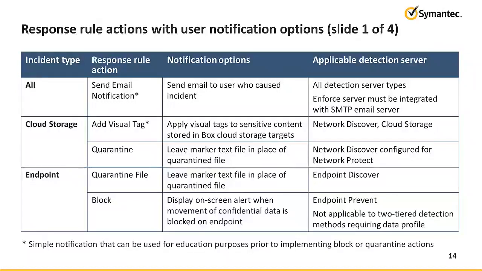For cloud storage incident types, you have the option of adding a visual tag, which enables incident responders to apply visual tags as metadata to sensitive content stored in Box Cloud Storage targets. This visual tag helps Box Cloud Storage users search for and self-remediate sensitive data. For instance, you might want the tag to read, "This content is considered confidential." You can also remind users of additional security features of Box, such as adding password protection to download links.